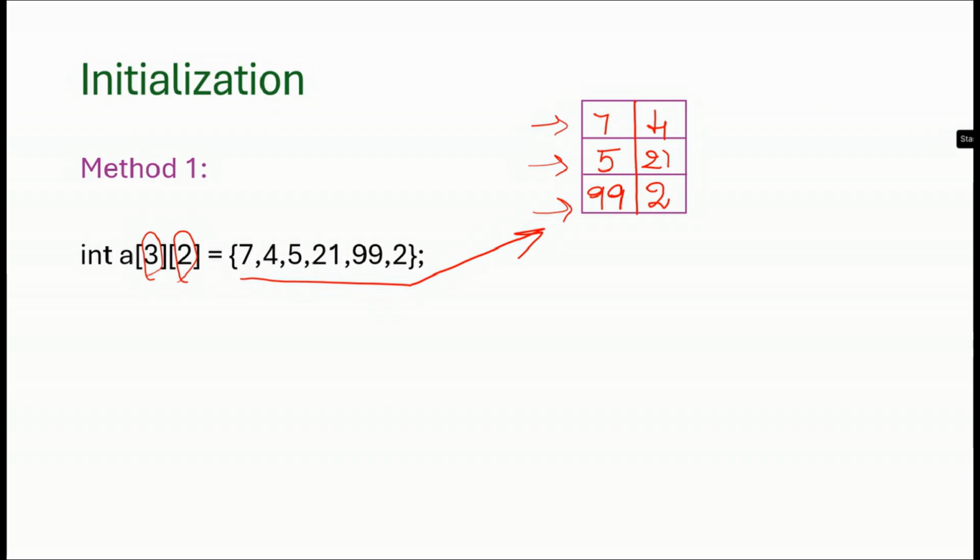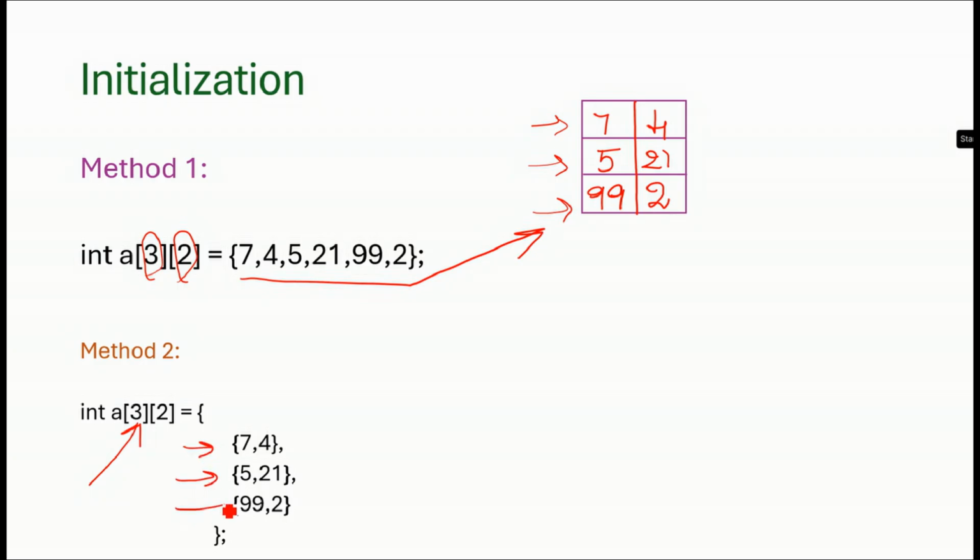So there is an efficient way to initialize an array. This is our method 2. In this method 2, as the first index represents the total number of rows, we will split the array into 3 sub-arrays. The second part represents the total number of elements, so each sub-array will consist of 2 elements. Got it? This is the better approach to initialize a two-dimensional array.